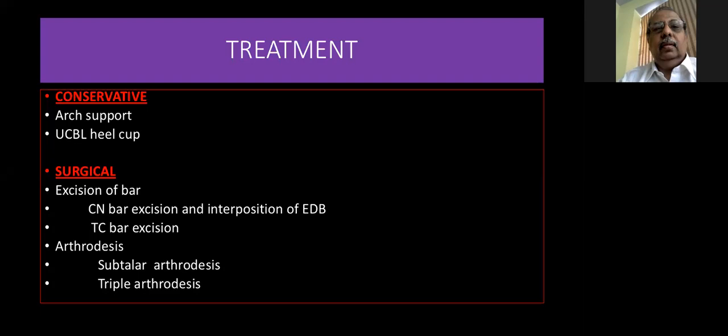So, and along with that, because there is a heel valgus, we usually do a calcaneal lengthening osteotomy also. We lengthen the calcaneum to correct the heel valgus. Along with that, we excise the bar and fill that up usually with extensor digitorum brevis. And some people advise fat pad interposition.